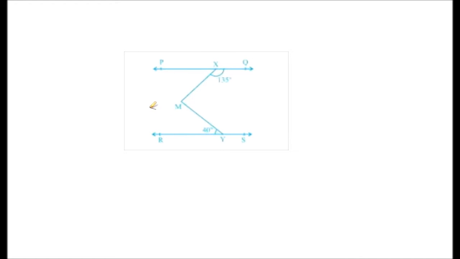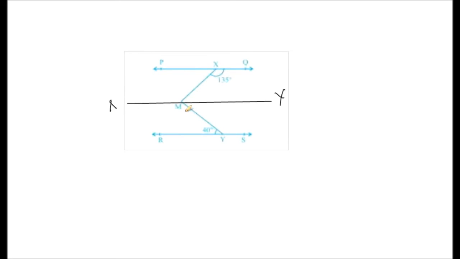So to solve this, I will draw one more parallel line. See, I will take this line parallel to both PQ and RS. If this line is parallel to PQ, this line will also be parallel to RS, because PQ and RS are parallel to each other. And I am marking my line as XY.